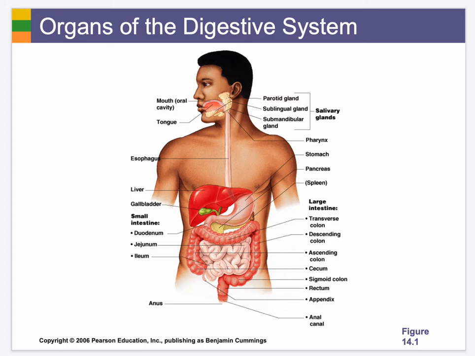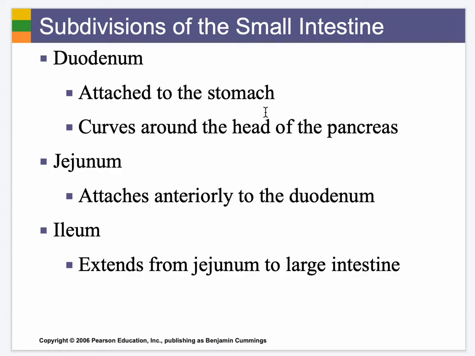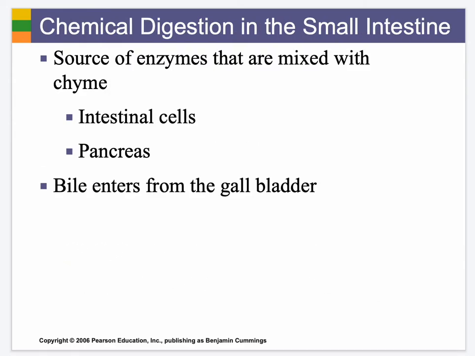So, kay malito kasi ang pancreas naman yung una. So, pag tinanong kayo, anong naka-curve around the head of the pancreas? So, syempre, yung duodenum kasi yun yung una, yun yung sa taas. Then, jejunum, next subdivision, it attaches anteriorly to the duodenum. And the ileum extends from the jejunum to the large intestine. So, after ng ileum, large intestine na.